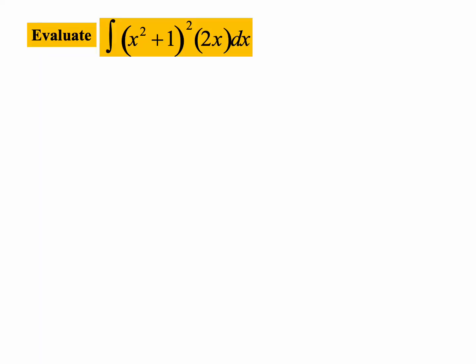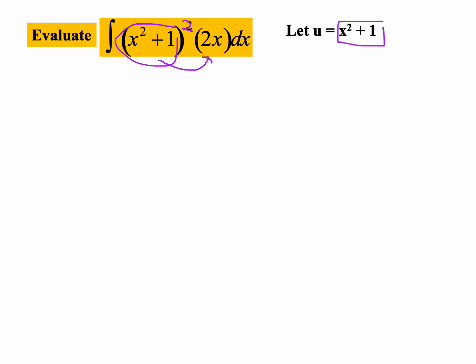Now let us take this example here. First, I need to recognize, is this integration by substitution? Let me see. There is a function here. Yes, raised to a power. Do you have the derivative? Yes, the derivative is 2x. So yes, we can say this is integration by substitution. So what's the first step? I need to know what's u. U is what's inside the bracket or what's under the square. So u is x squared plus 1.